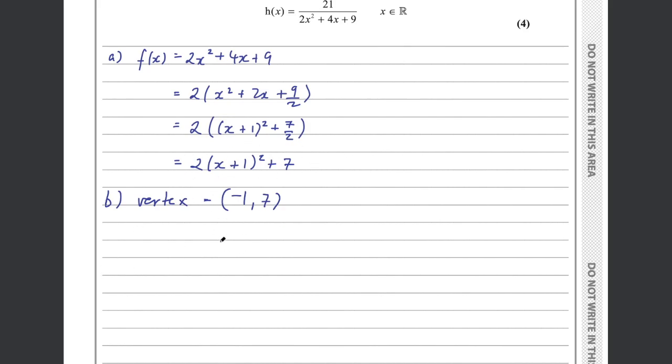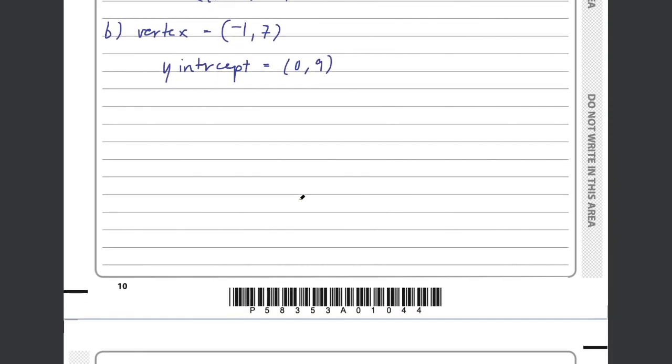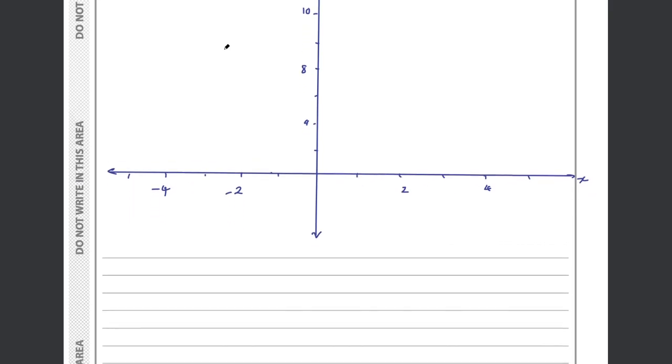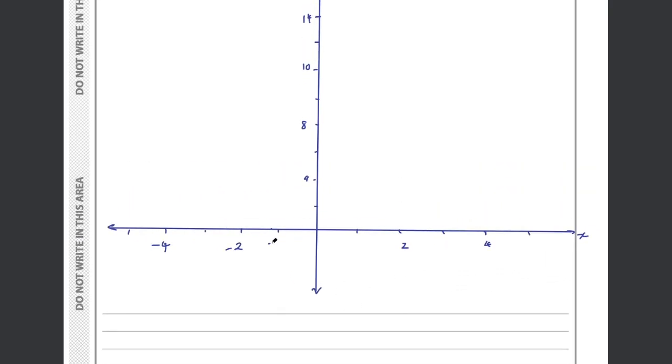As I said before, the y-intercept is equal to 9, or actually I should write the coordinates, 0, 9. And as this is a positive quadratic, and the vertex is a positive y value, then it's not going to have any x-intercepts. So let's just go ahead and write it and you'll see what I mean. So the vertex -1, 7. So -1 was here. 7 would be about here.